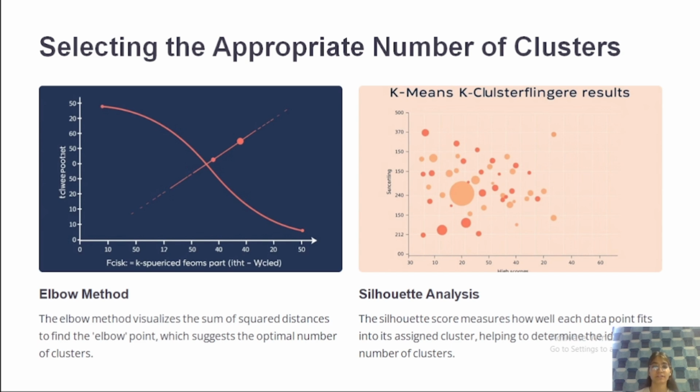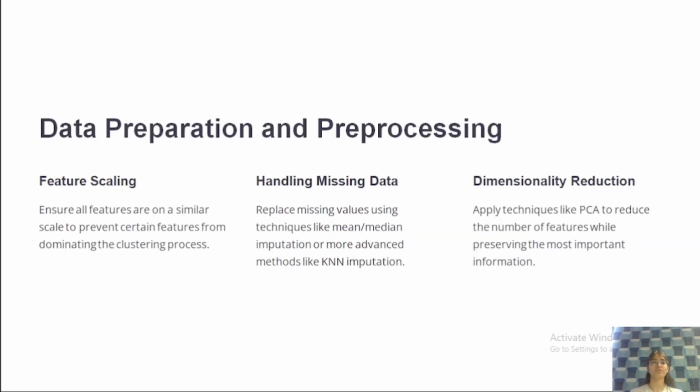You have two methods for this. The first one is the elbow method and the second one is silhouette analysis. The elbow method visualizes the sum of squared distances to find the elbow point, which suggests the optimal number of clusters. The next one is silhouette analysis. The silhouette score measures how well each data point fits into its assigned cluster, helping to determine the ideal number of clusters.